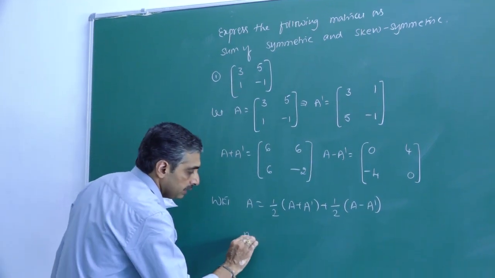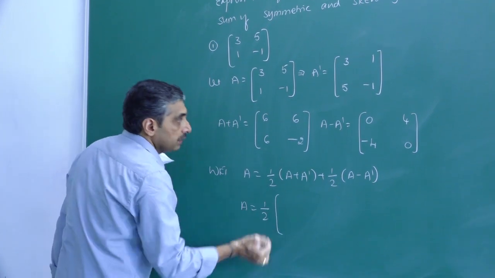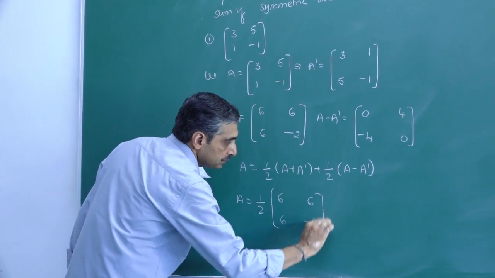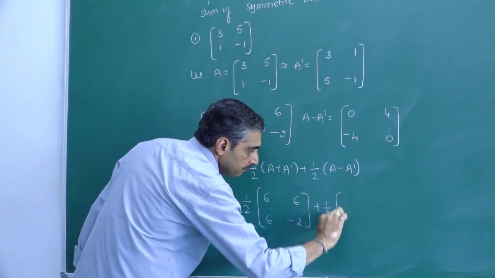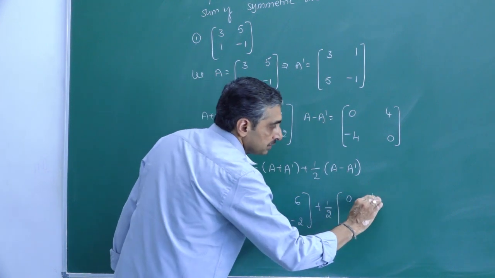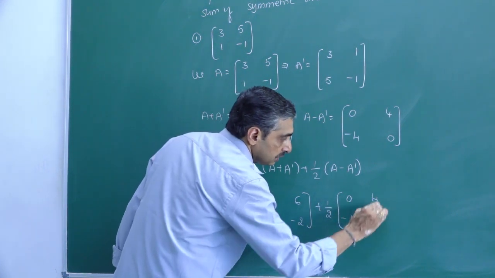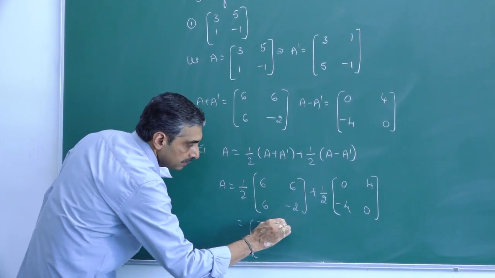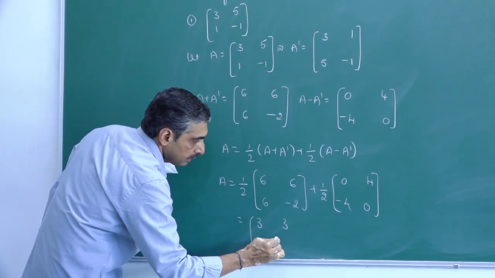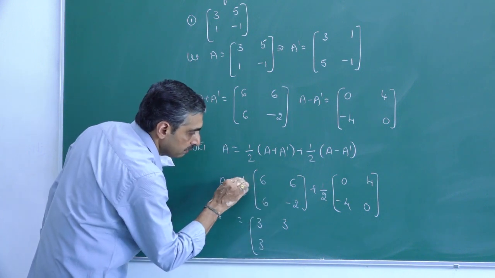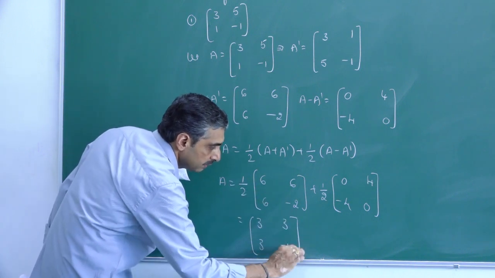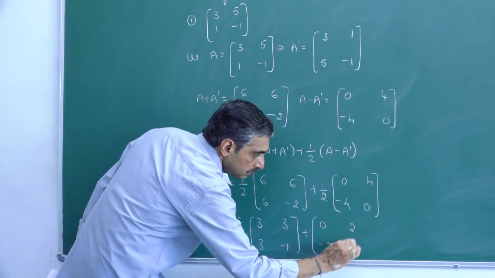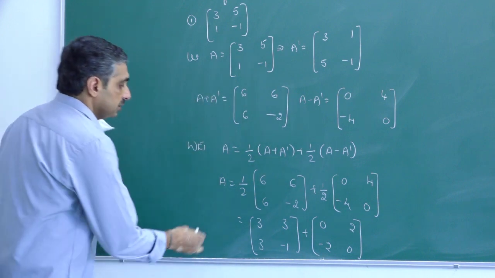So now A is equal to half into (A plus A dash), 6, minus 2, plus half into (A minus A dash), 0, 4, minus 4, 0. I am just replacing. Now multiply. It is a 2 by 2 matrix, right? We are multiplying 1 by 2 with this matrix. It is minus 1 plus 0, 2, minus 2, 0. So now, this is the matrix.